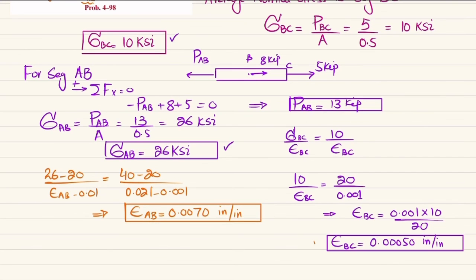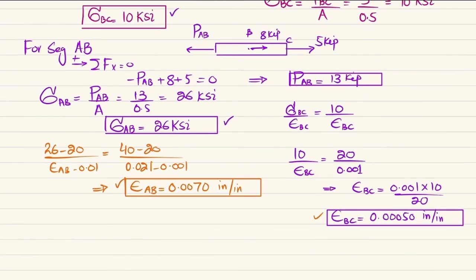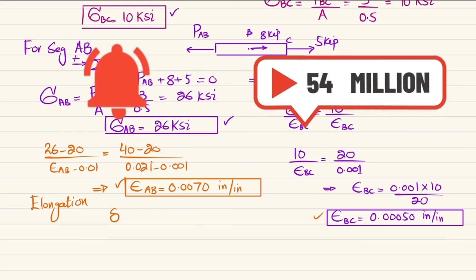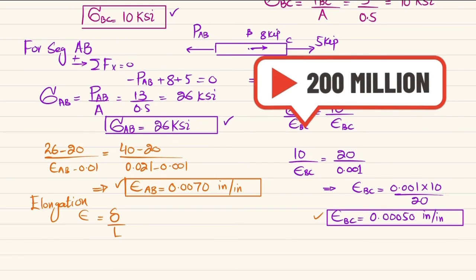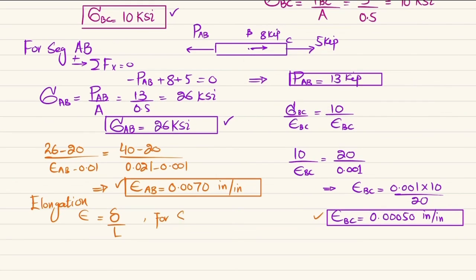Now you have strain in BC and you have strain in AB. So we will move toward elongation. I will write elongation. We know that strain is equal to change in length divided by original length. So for segment BC, the change in length of BC will be equal to strain in BC times length of BC. So what is strain in BC? You can see that is this one, 0.00050 multiplied by length of BC.